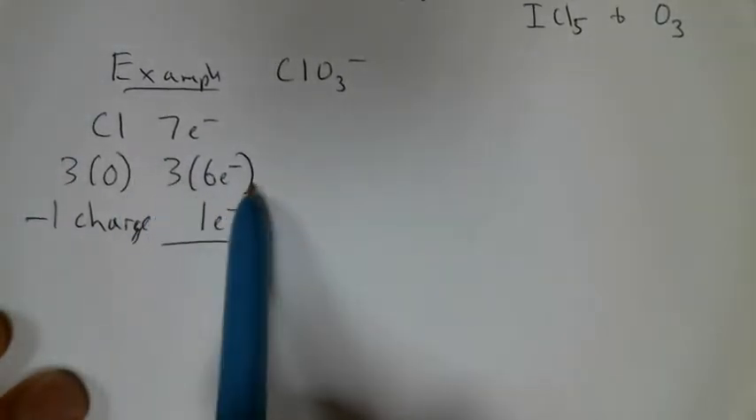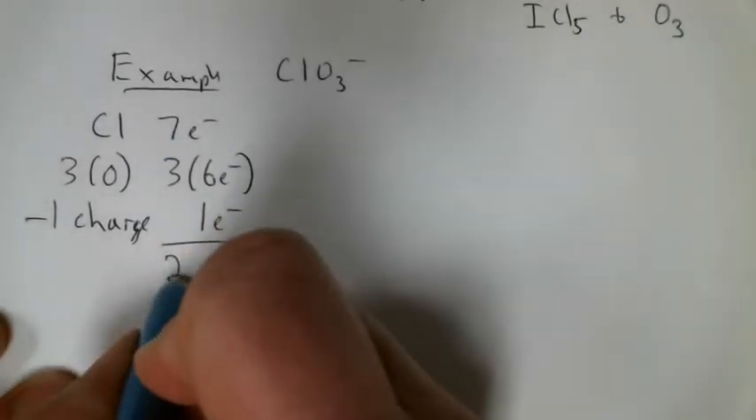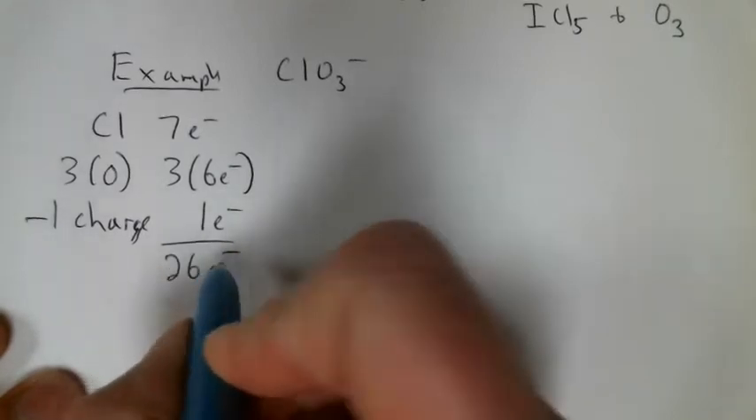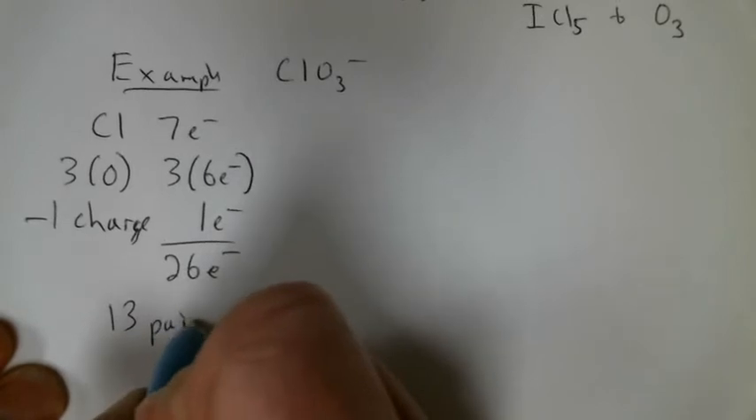All right, so add them up. 3 times 6 is 18, plus 8. I hope I get this right. How embarrassing would that be? 26 electrons, or 13 pairs.